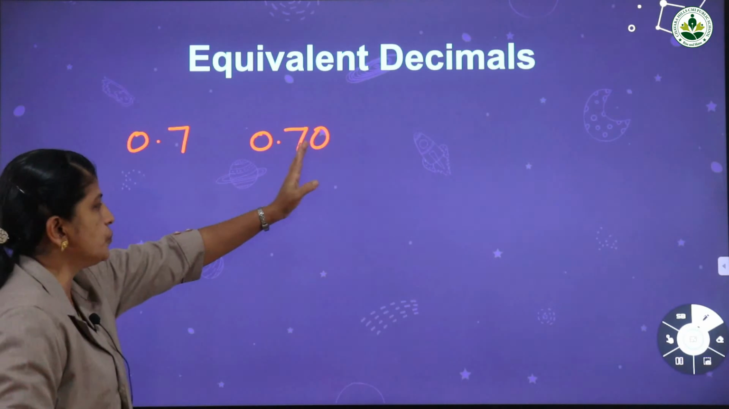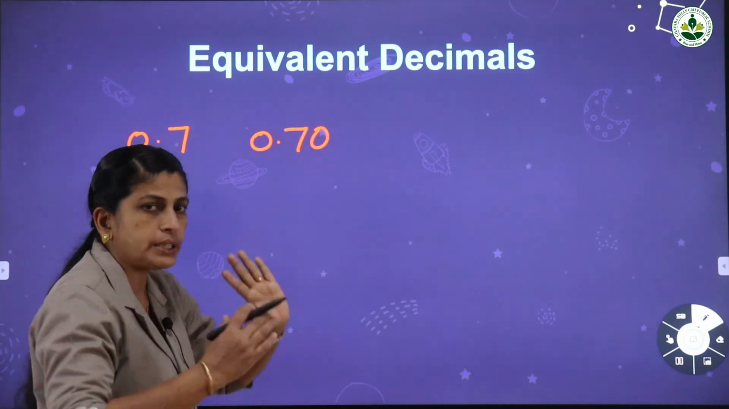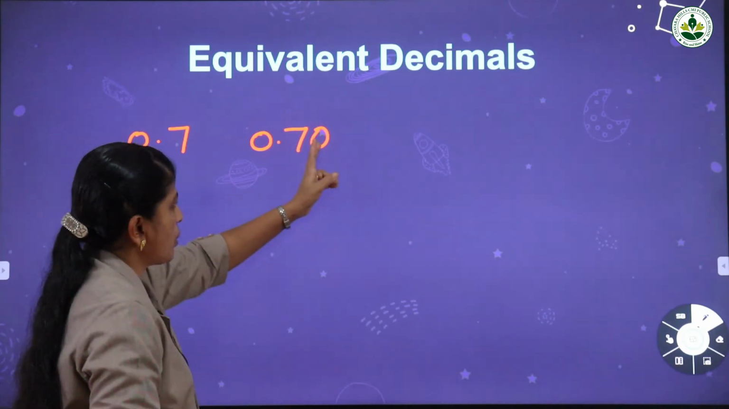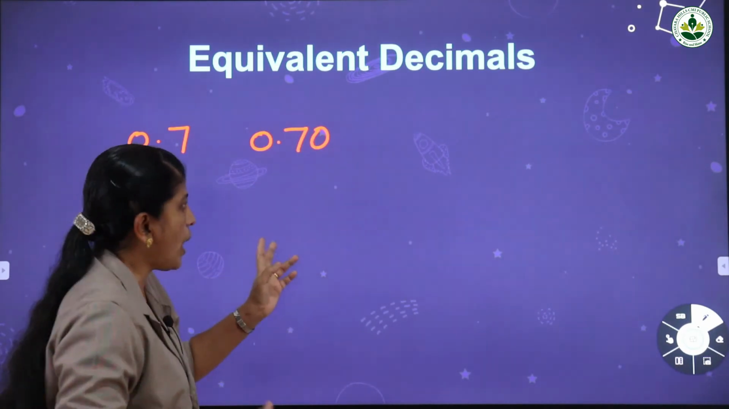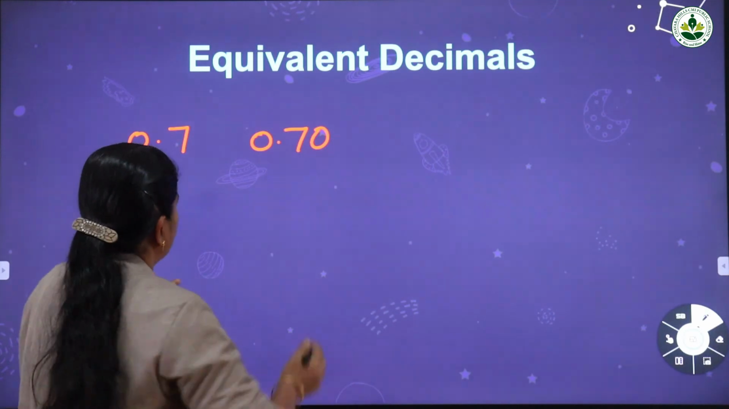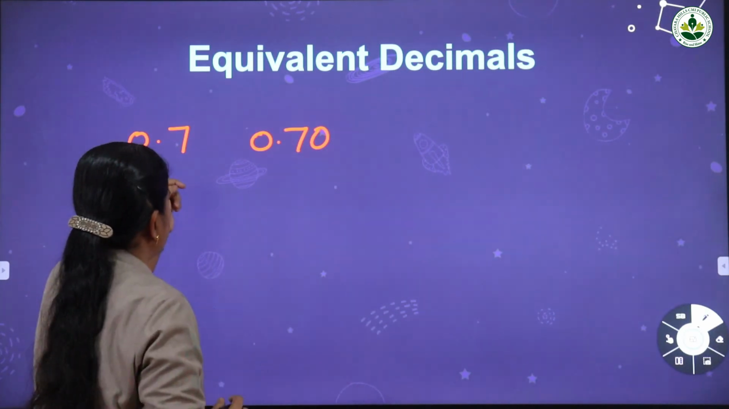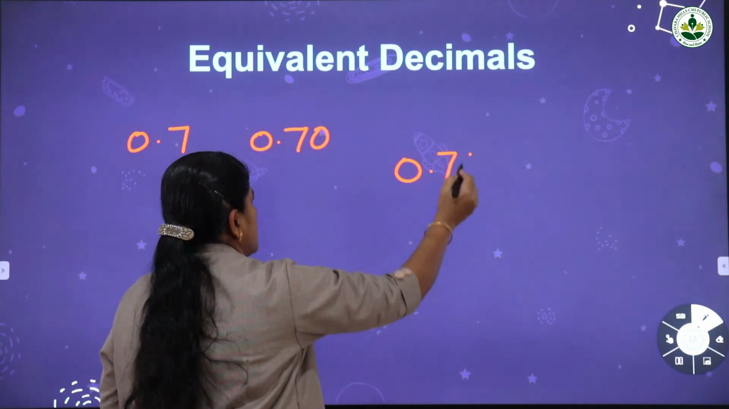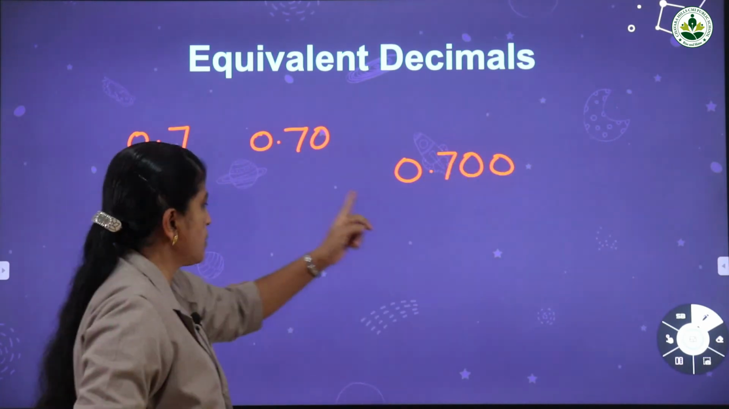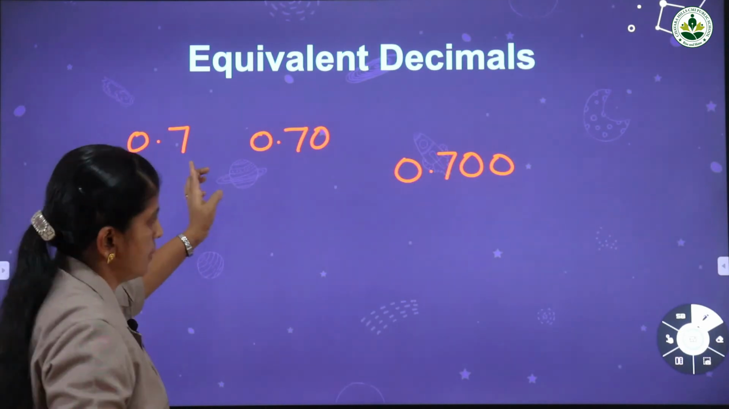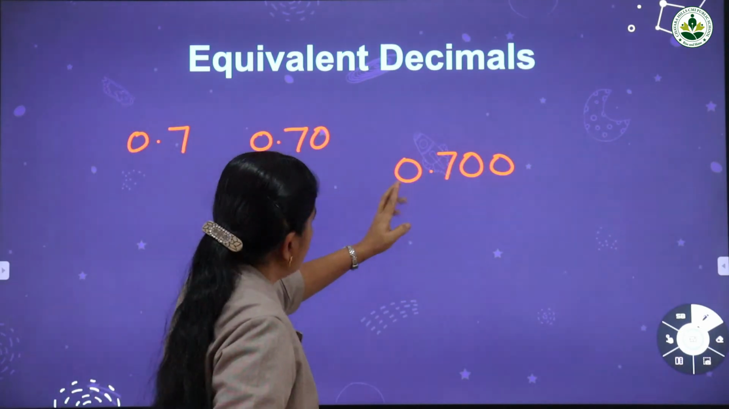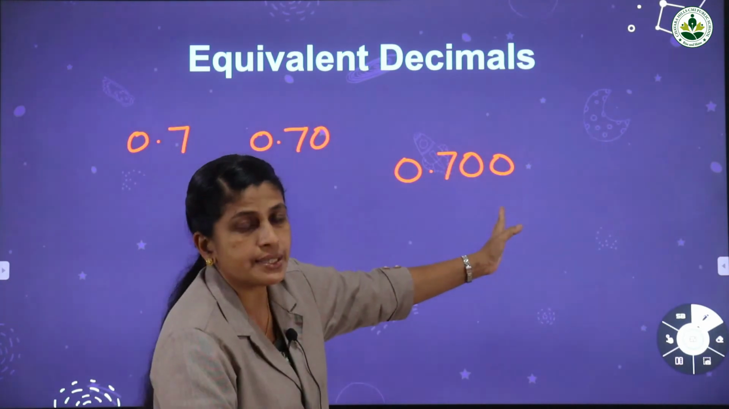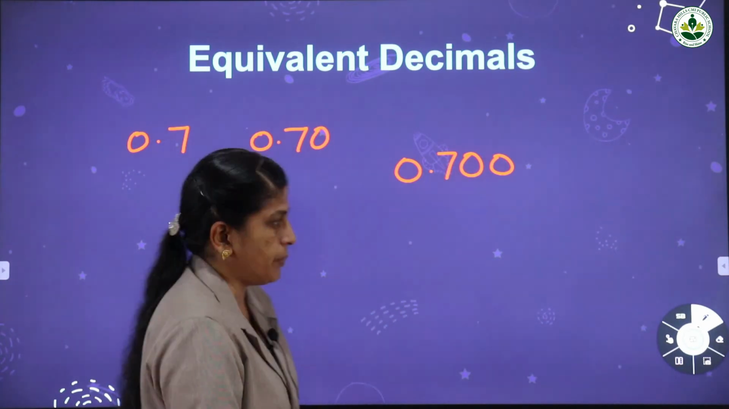There is no value for this 0 at last after all the digits. If we write 0 at the end of a decimal number, that 0 does not have any value. 0.70 is equivalent to 0.7, and 0.700 is also an equivalent decimal of 0.7. We can write any number of zeros after all the digits in a decimal number.